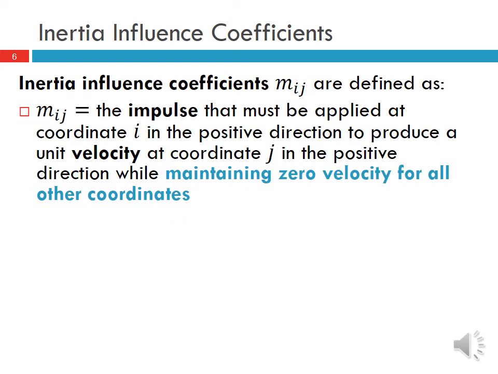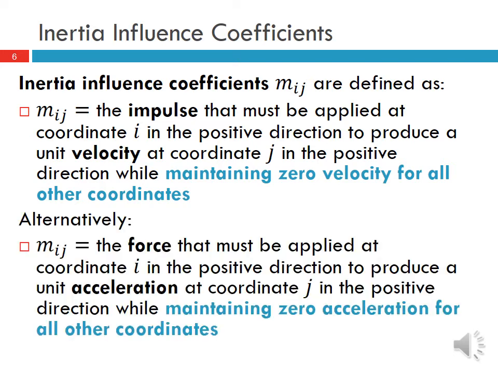Now, inertia influence coefficients, Mij, are defined as the impulse that must be applied at coordinate i in the positive direction to produce a unit velocity at coordinate j in the positive direction while maintaining zero velocity for all other coordinates. Alternatively, Mij can be defined as the force that must be applied at coordinate i in the positive direction to produce a unit acceleration at coordinate j in the positive direction while maintaining zero acceleration for all other coordinates.